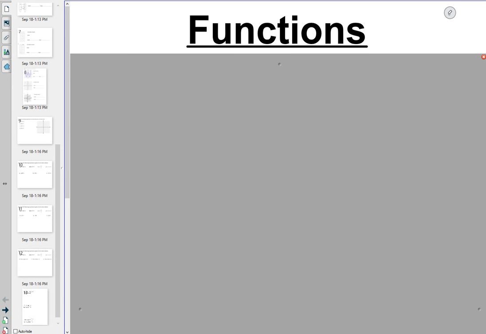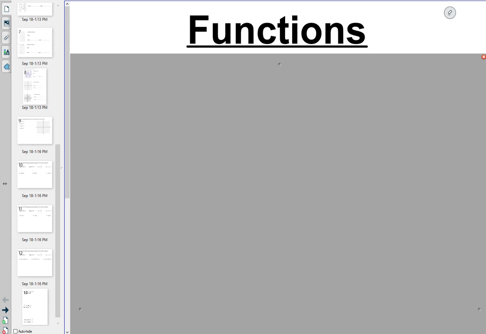All right, so the next unit is on functions, primarily linear functions, but today is kind of an introductory lesson to what a function is.